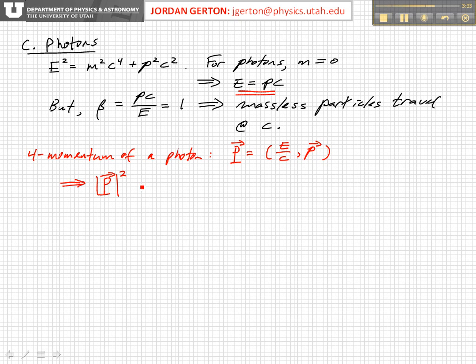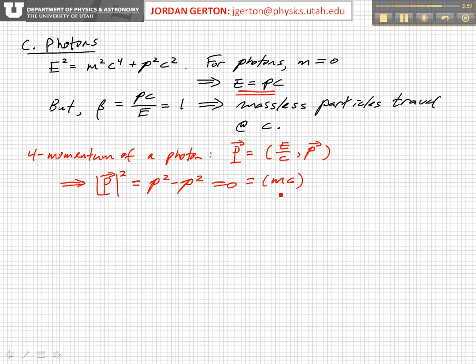of the four-momentum of a photon is equal to p squared minus p squared, which is equal to 0, which we should already know because it's also equal to mc. Since it's massless, it's equal to 0. So this shows that the magnitude of the four-momentum of a photon is equal to 0.